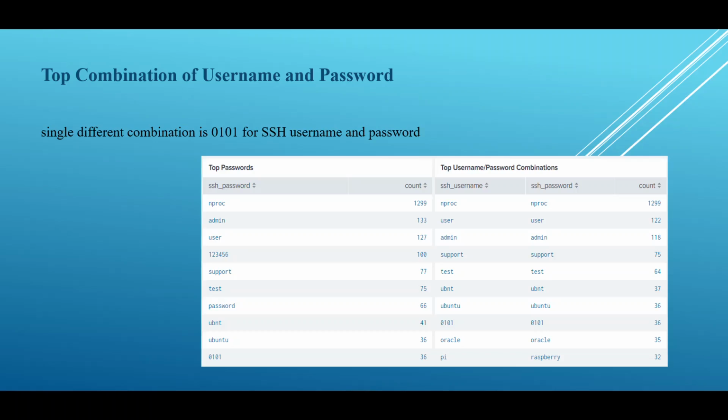the figure. The use of certain types of commands by hackers is usually for their own information, which includes many configurations of the username and password. There are many differences in the information acquired by the sensor, though most of them are commonly used. SSH uses a single different combination, which is 0101 for the SSH username and password.